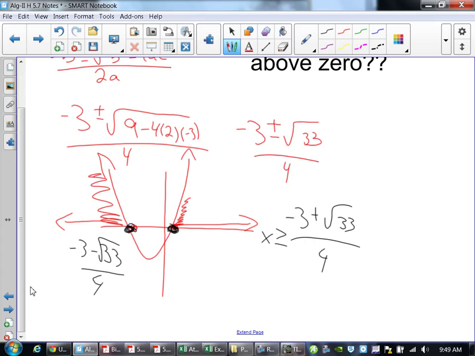So the whole idea of plotting this as a rough graph is just to get that idea of where it is going. So x has to be smaller than or equal to that, because numbers going this way are smaller than it. So we just leave it as -3 plus or minus square root of 33 over 4. That's just the point. Yeah, because those are your two boundary points.